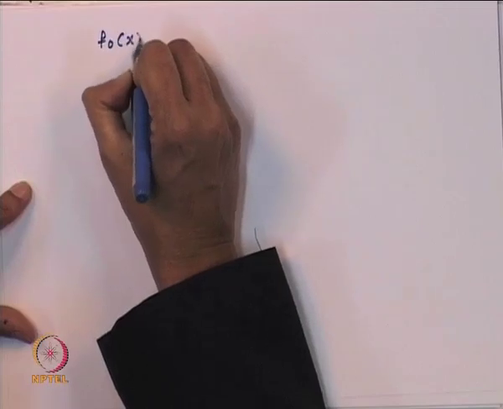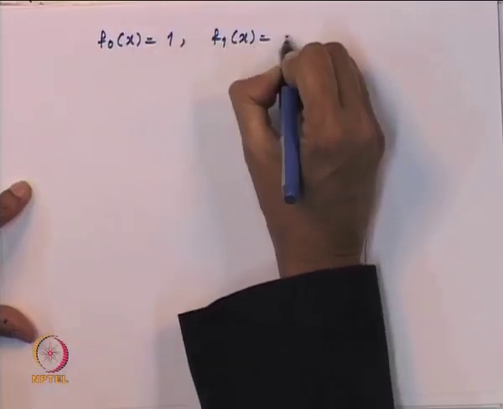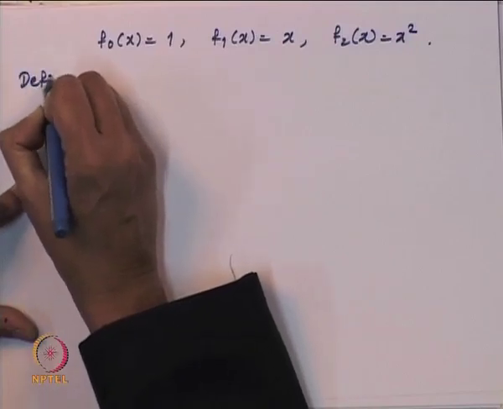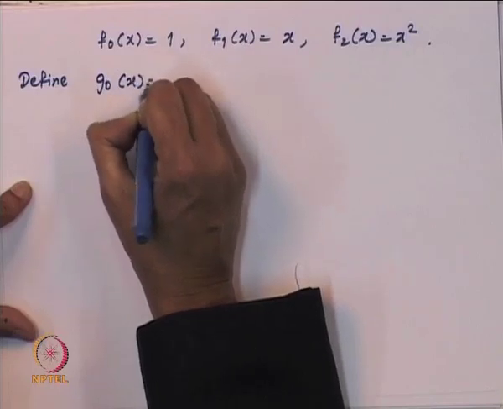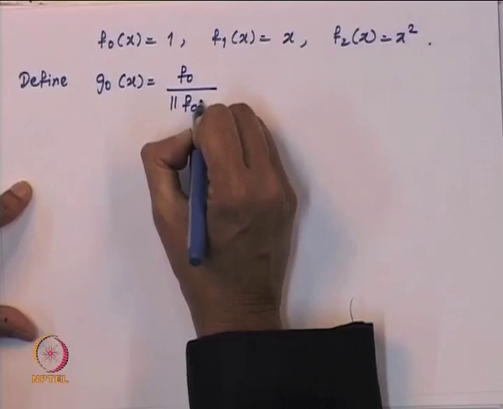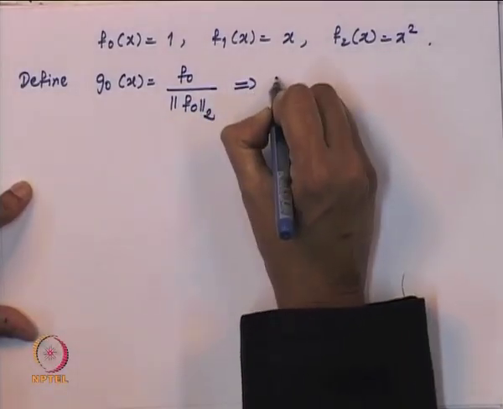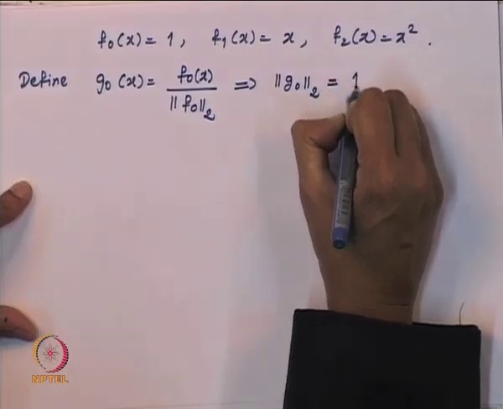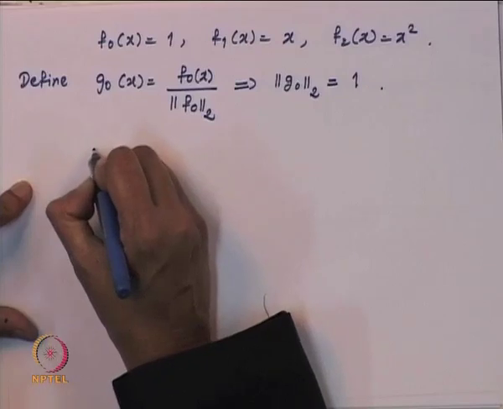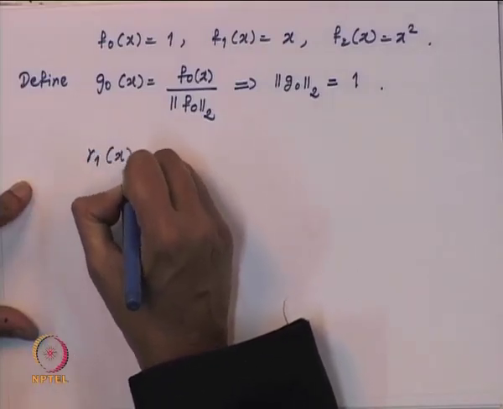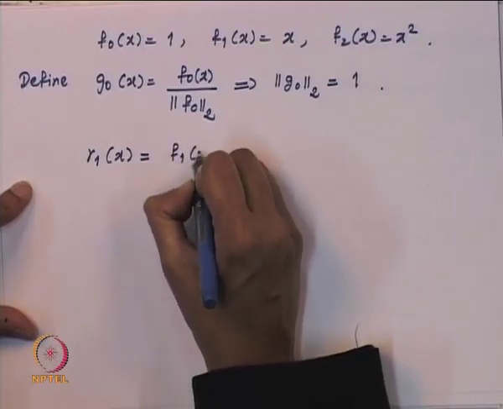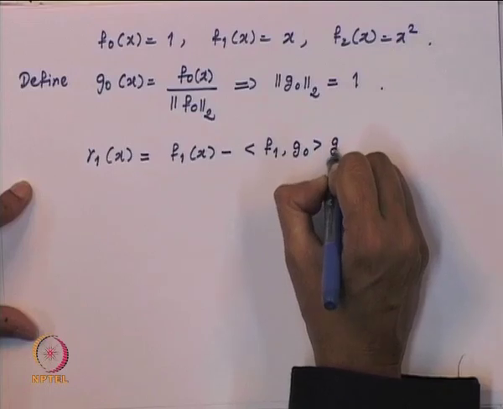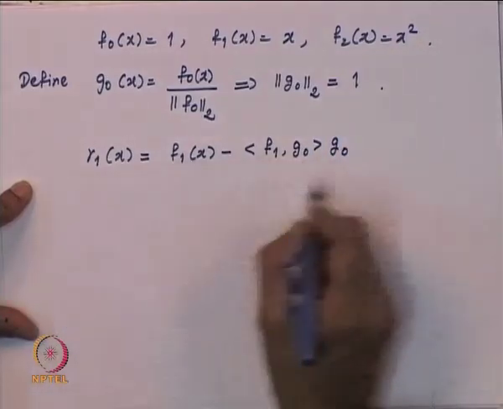So, we have our f 0 x is equal to 1, f 1 x is equal to x, f 2 x is equal to x square. Define g 0 x to be equal to f 0 upon norm f 0 2 norm, which will imply that norm g 0 2 norm is going to be equal to 1. Next, look at r 1 x to be equal to f 1 x minus the inner product of f 1 with g 0 multiplied by g 0. So, this is my definition.